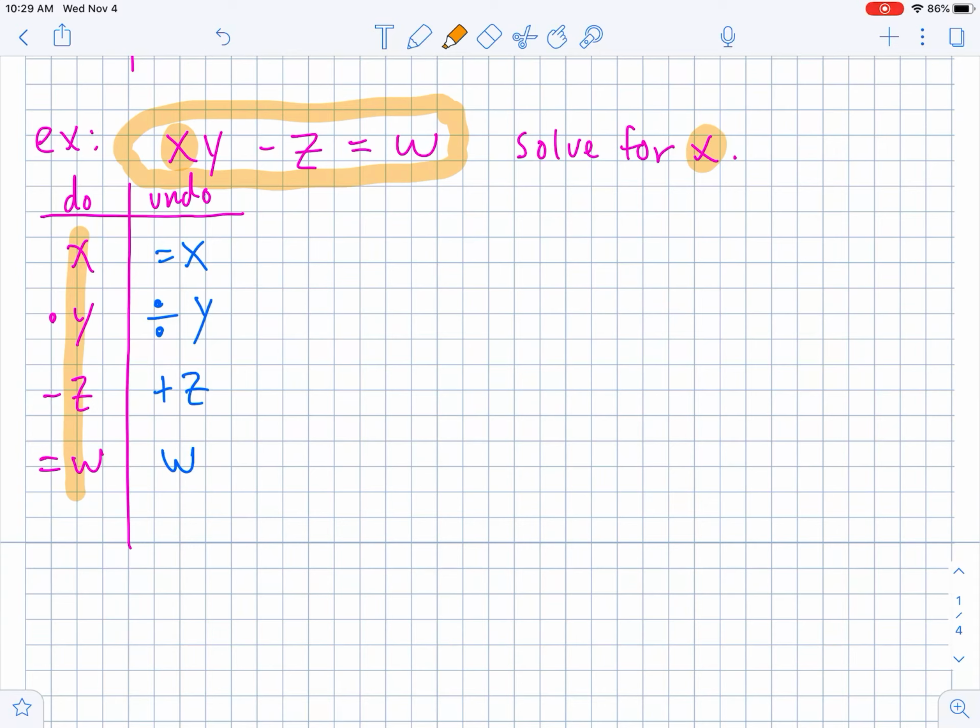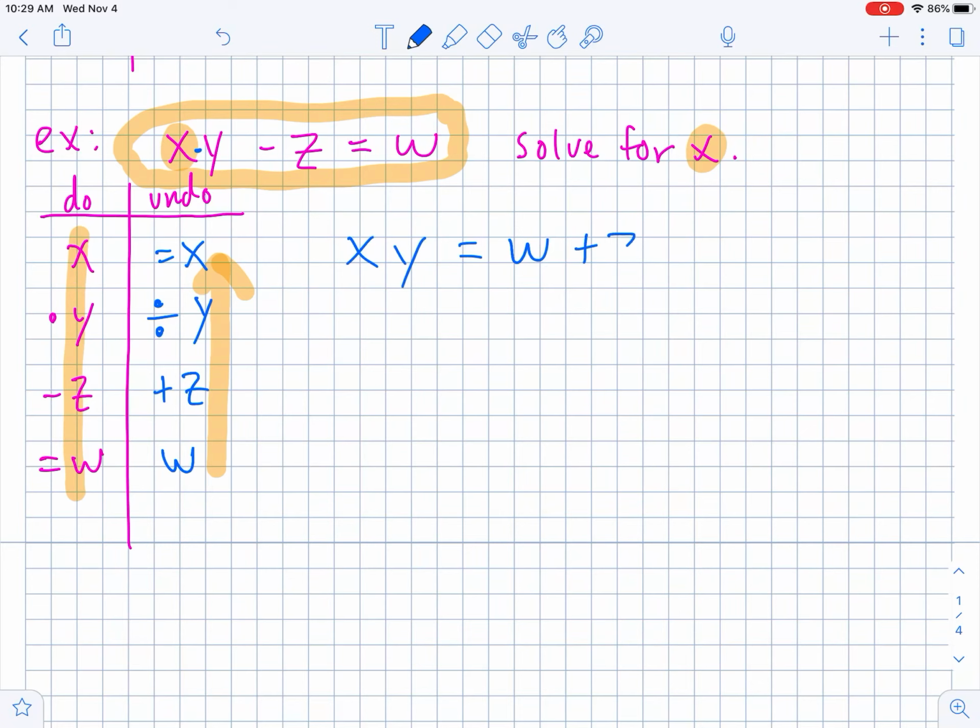The way I set up this table is by looking at what's happening to x in terms of undoing. First it gets multiplied by y, then it gets subtracted by z, and then it is equal to w. So first thing multiplication, second thing subtract by z, third thing equal to w. Gosh, that is gnarly. Let's get rid of all that. Then we need to do all that in that order. So we're going to look at our undo table and just go backwards like this to the equation.